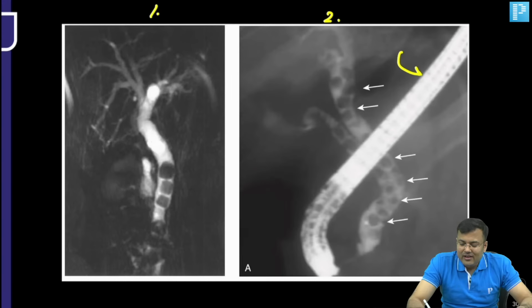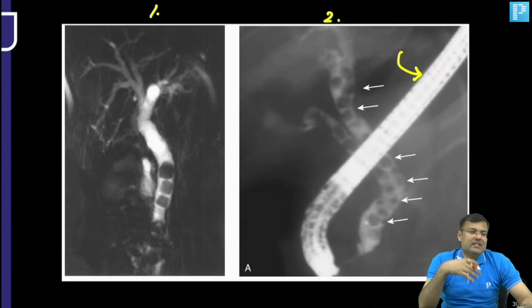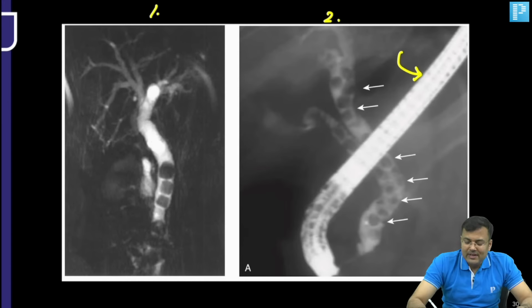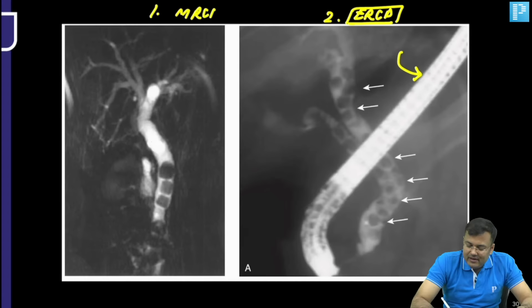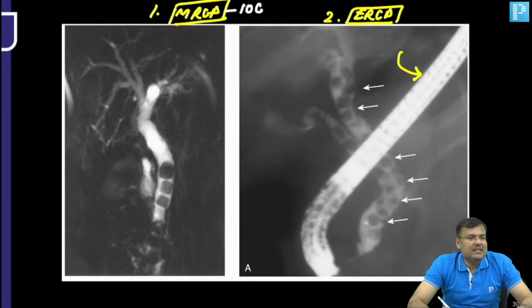You can see this endoscope. So, this is endoscopic retrograde cholangiopancreatography. This is ERCP. MRCP, magnetic resonance cholangiopancreatography. And for CBD stone, which one is investigation of choice? You know that MRCP is having better sensitivity. This is the investigation of choice.